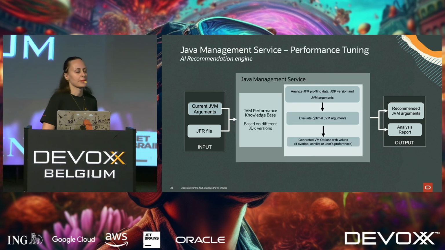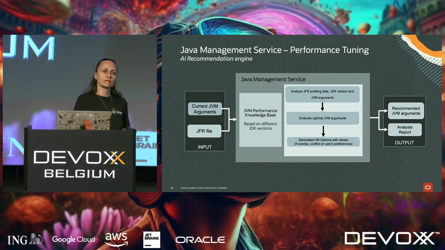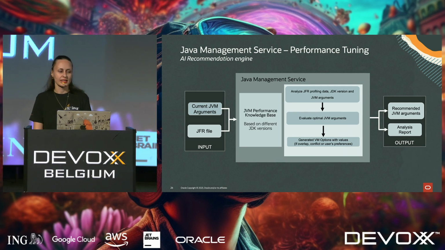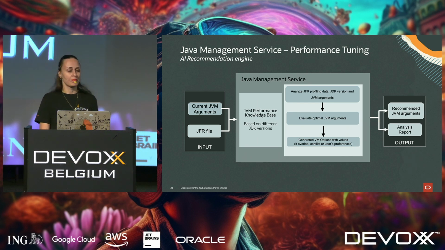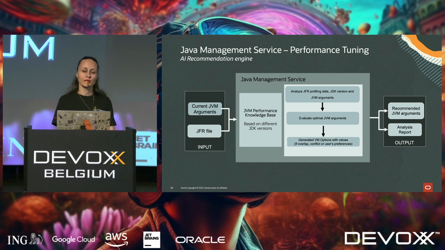Now, how does that happen? That happens thanks to the JVM performance knowledge base that we have. So that AI was trained on the different JDK versions, on a lot of data. It analyzes a lot of JFR profiling data, which versions, which arguments. And of course, it is learning and becoming better. So you can get better recommendations in your JVM arguments and for your performance or your security.